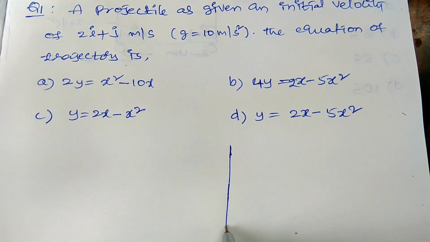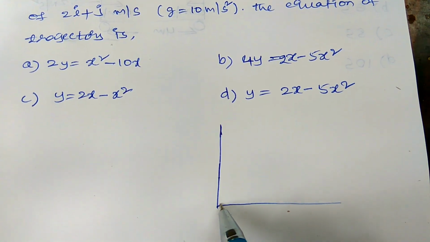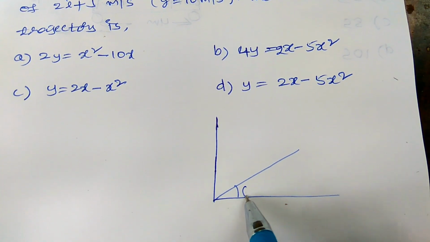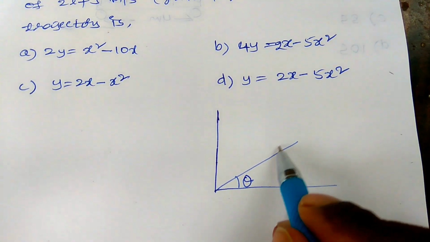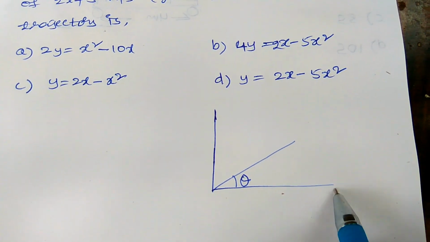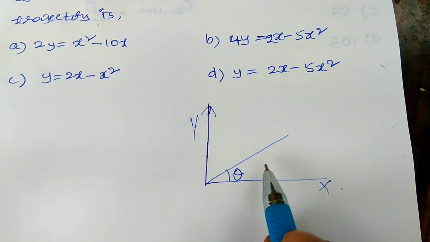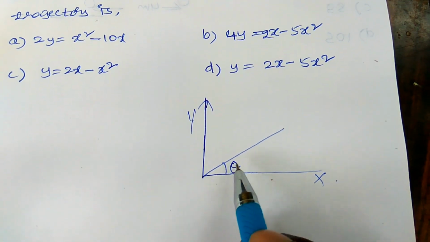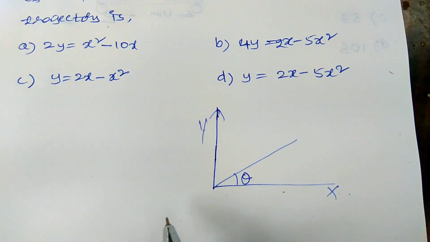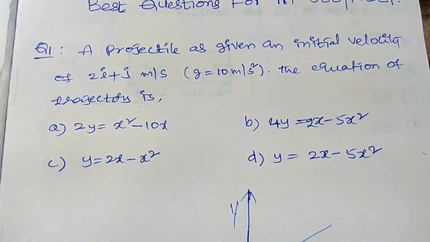if a body is thrown with some angle theta to a horizontal surface, then it can be called a projectile. So this is x direction and this is y direction. So the displacement of the object should be in both x and y directions. So let us discuss this question.